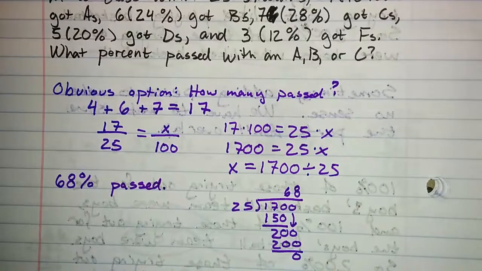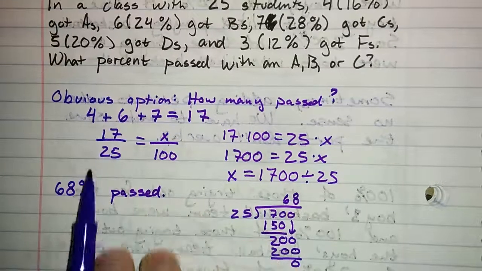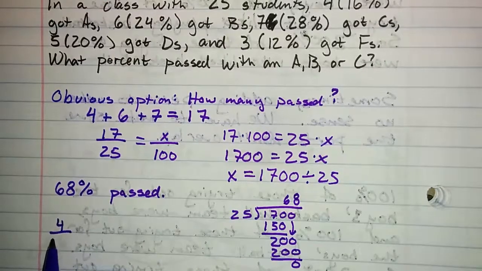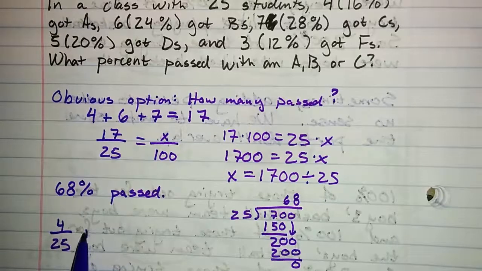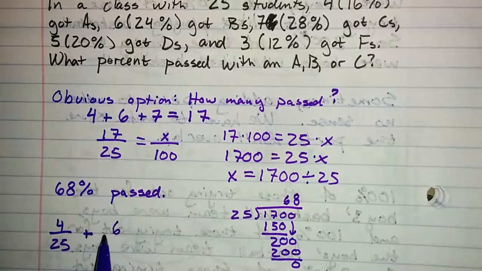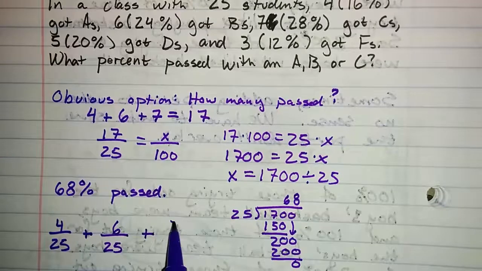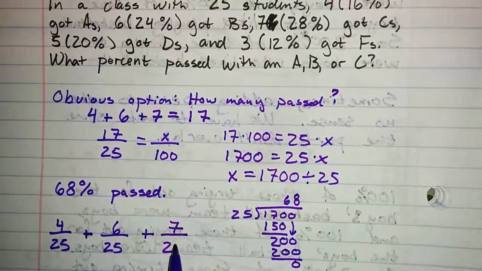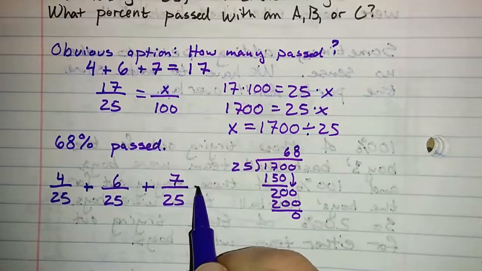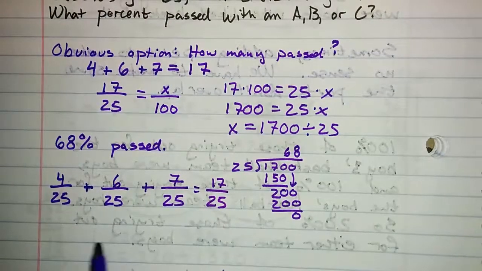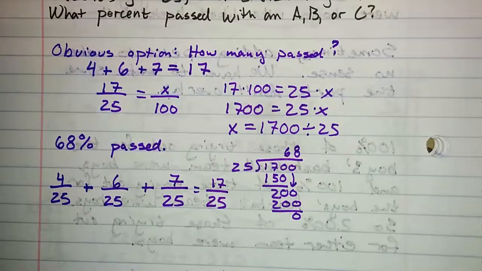But maybe there's an easier way. This 17 out of 25, that was the 4 out of 25, plus the 6 out of 25, plus the 7 out of 25. Right? Of course, that adds up to 17/25, thinking of these as fractions.